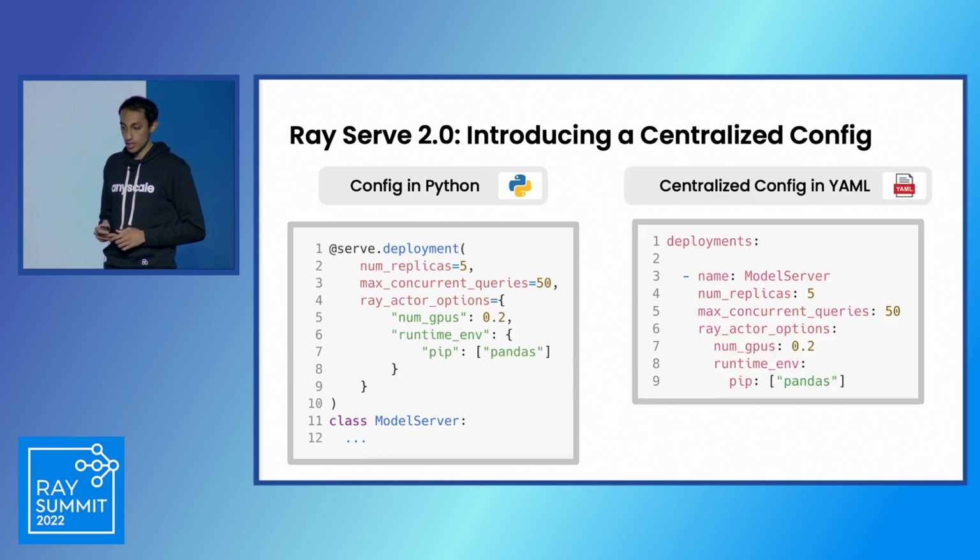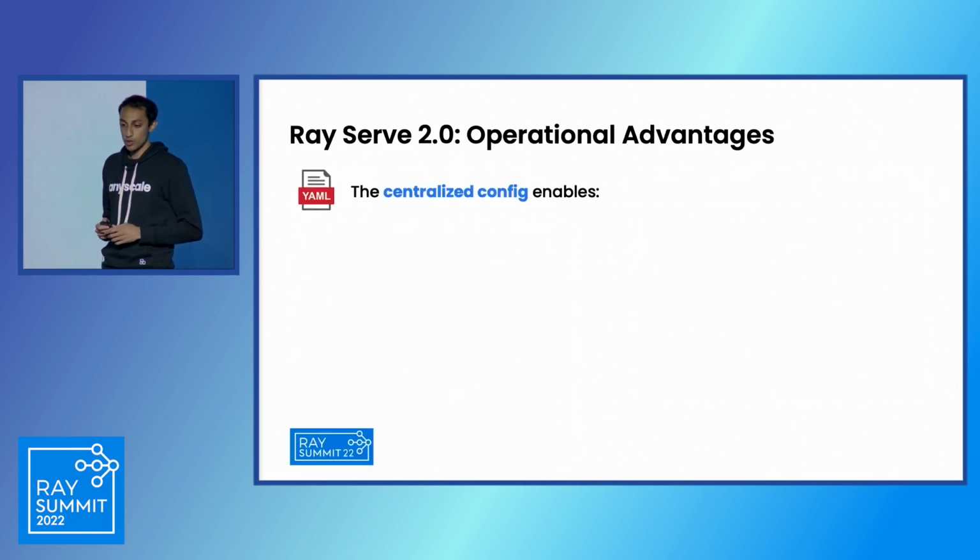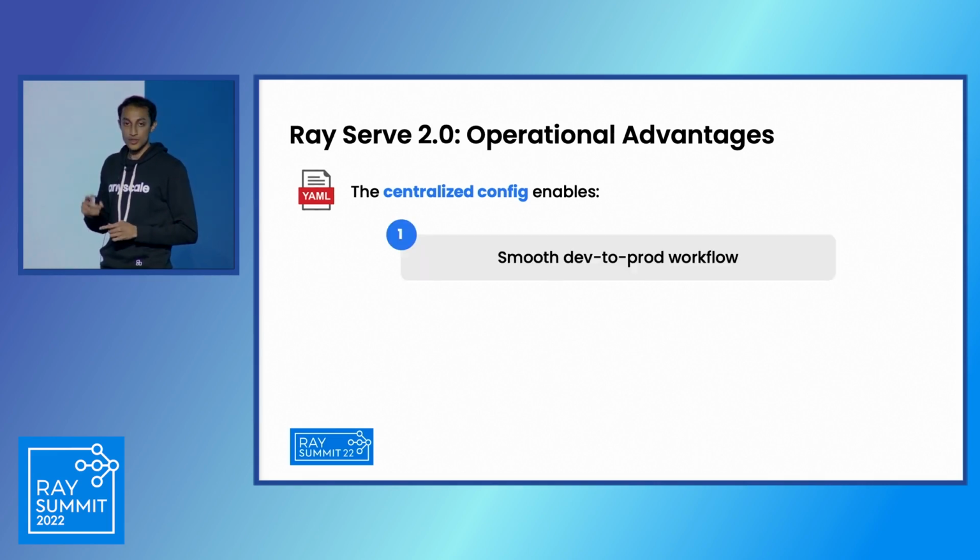In 2.0, we're also adding a centralized config in YAML. This config contains all of the same information as the decorator. But because we've consolidated all of this config information in a single YAML file, Serve 2.0 provides some new operational advantages for your application. This centralized config enables, first, a smooth dev-to-prod workflow. As we'll soon see in the talk, you are able to first develop your Serve application and then auto-generate this config file. Then you can simply apply that config file to your Ray cluster, and then you're on your way. Your deployments are live in production, and they can serve user traffic.